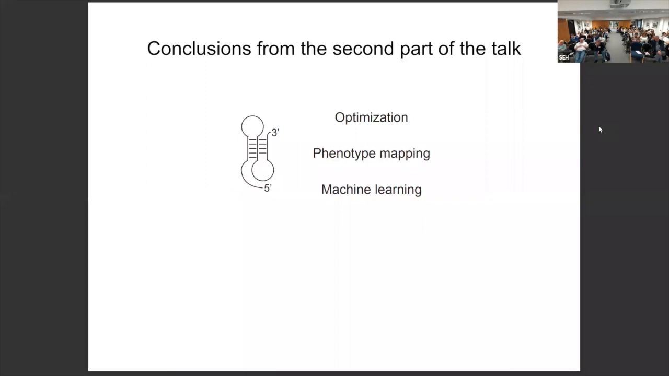Okay, so to summarize the second part of the talk, we've developed a method to make libraries enriched for a secondary structure of interest. We're using this to try to optimize our deoxyribozymes, to try to identify mutations that affect different properties of our deoxyribozymes. And finally, we wonder if these kind of data sets could be suitable for machine learning.